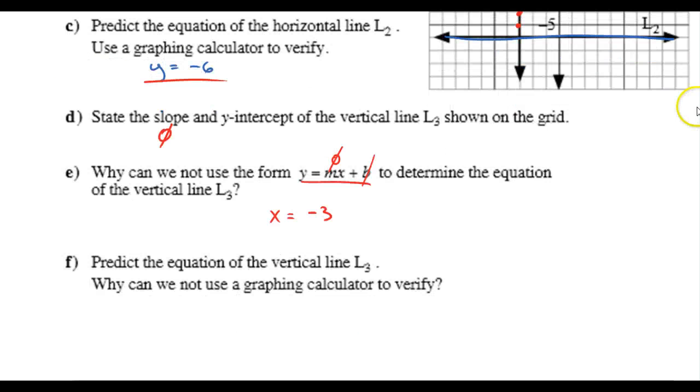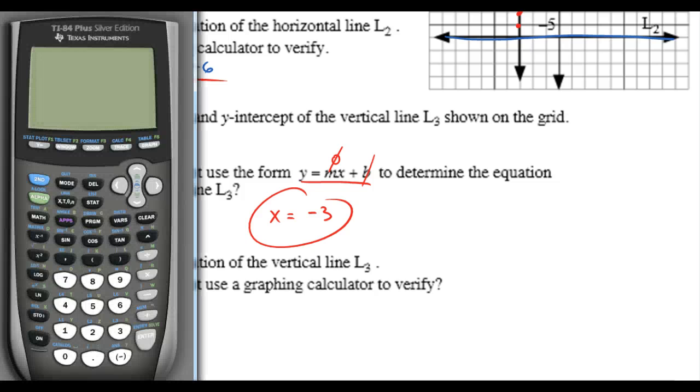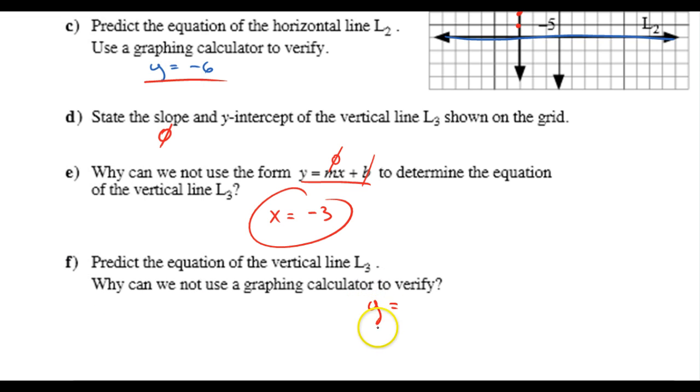Okay, here's an interesting question. Predict the equation of the vertical line 3. Well, we just did that, okay. And it says, why can't we use a graphing calculator to verify it? Because your graphing calculator, let me pull it up here, only does, when you go into your y equals, okay, well, it's in terms of y. So y equals something, right? Well, this time we don't have a y. So your calculator cannot get it.